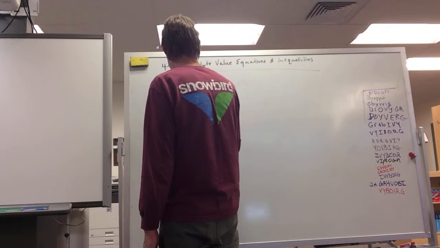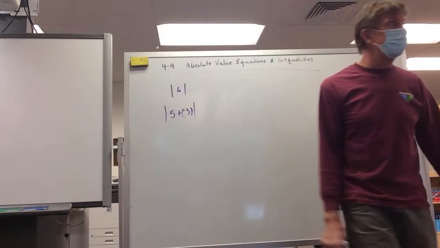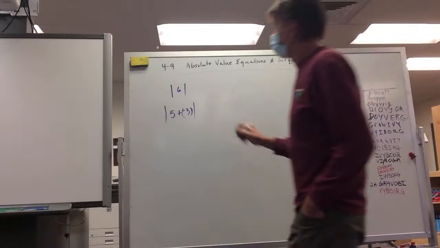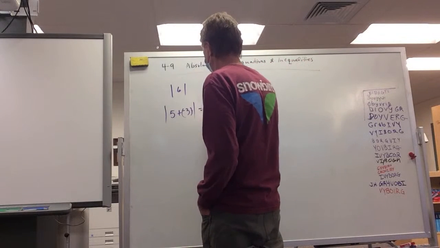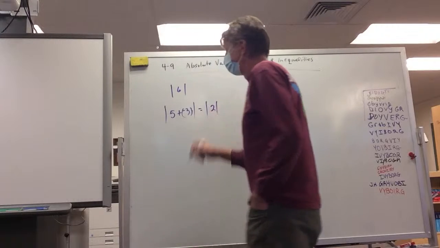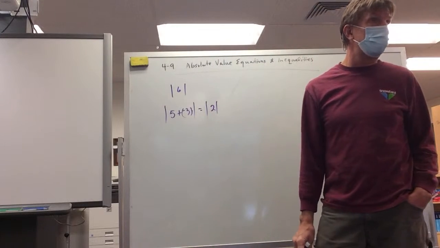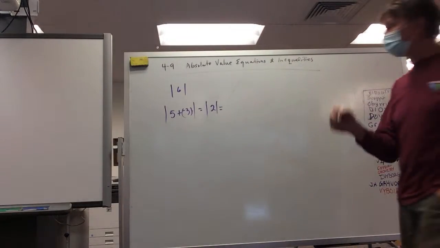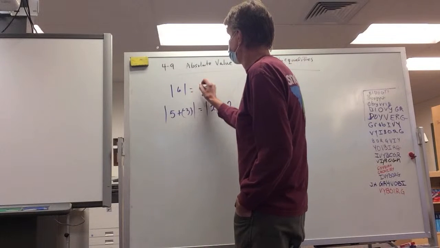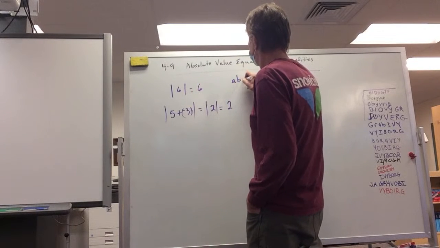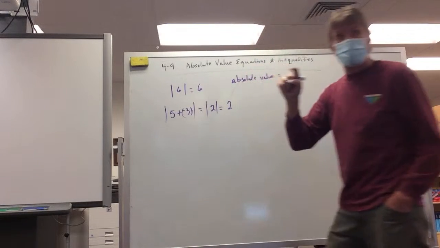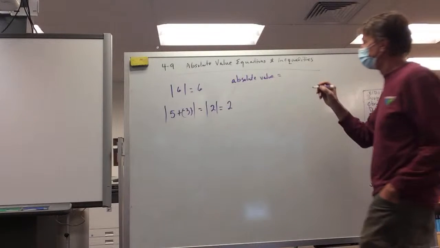So if I had this going on inside of the bars, 5 plus a negative 3, you've got to figure out what that equals first. You don't take the absolute value of 5 and negative 3 and add them together. So this would have to be equal to the absolute value of 2, which is how much? What's the absolute value of 2? This would be 2, yeah. And the absolute value of 6 is just 6, because what absolute value means is the distance from 0.